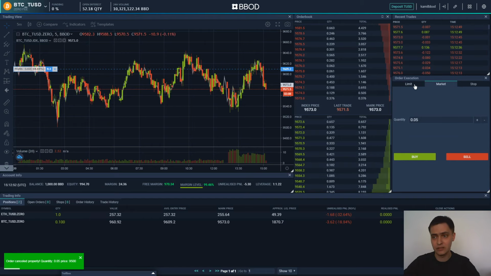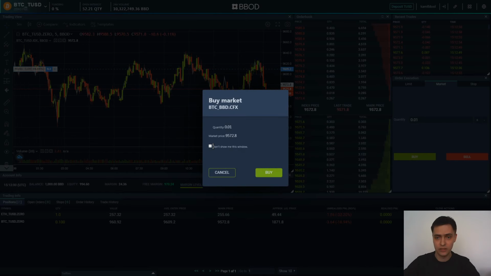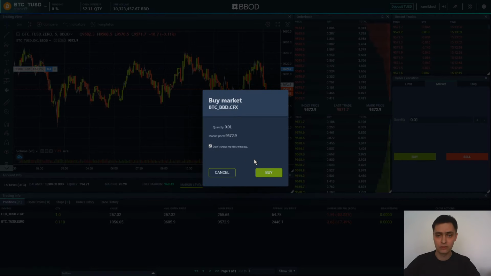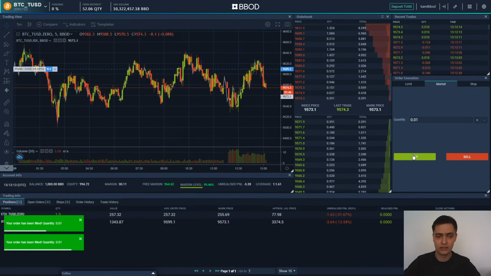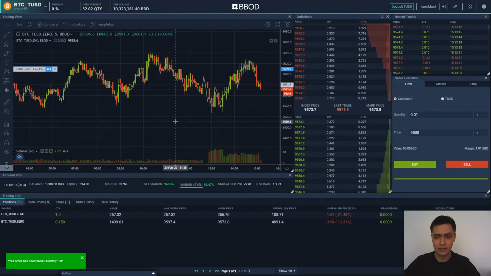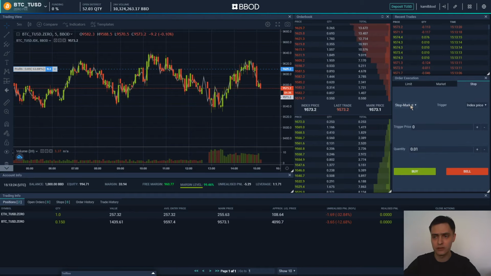If you want to buy or sell immediately, you can use a market order to execute, right? And after one click, you can just buy or sell, right? You can even turn off the notification box to make it easier, so you can instantly go into the market and buy or sell, right? So these are the market orders, and for the stop orders we have two main types.